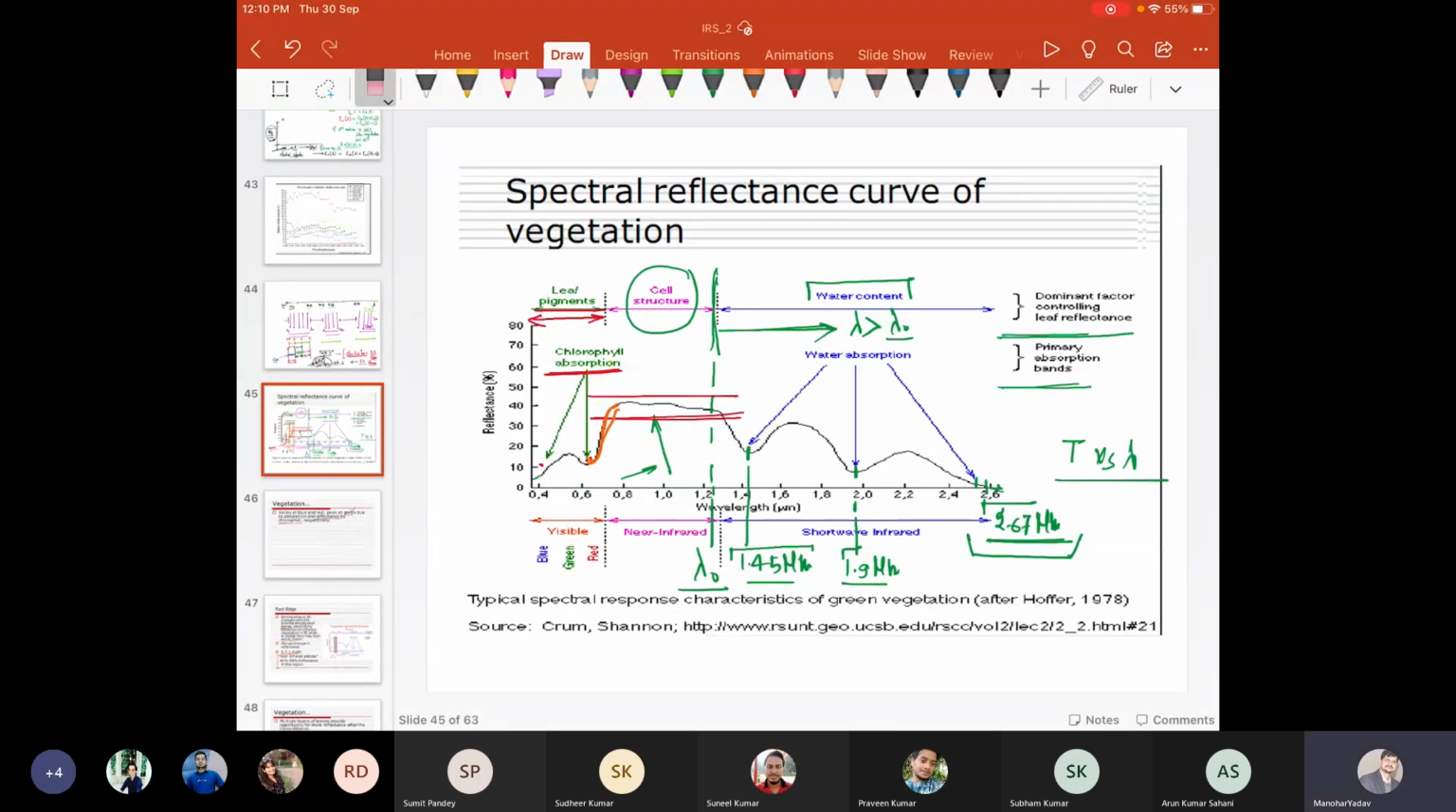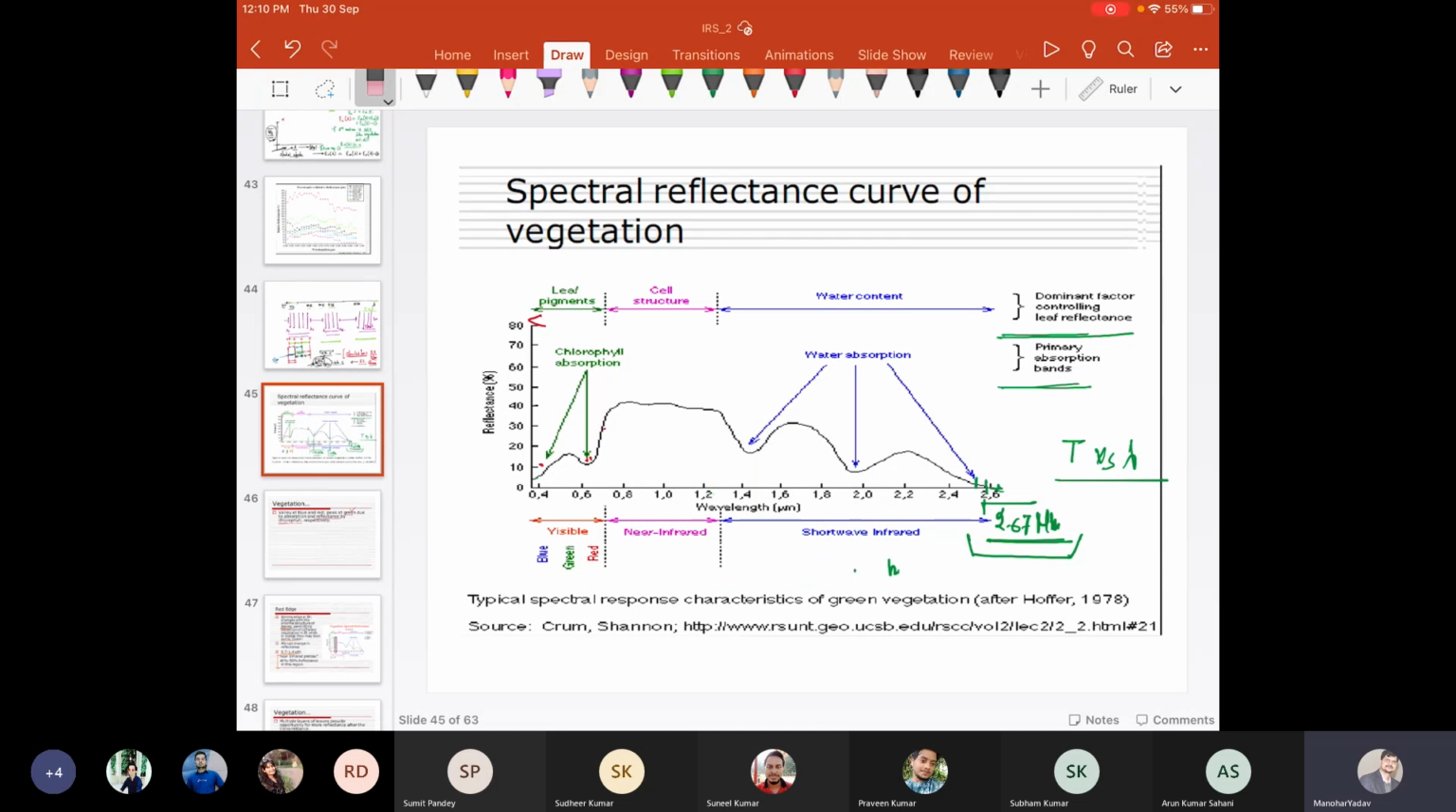I have a general query related to this graph over here. Why do we see vegetation as green in color? Who will tell me? Sir, as our eyes only detect visible rays, and vegetation reflects maximum in the green band, that's why it is visible as green.